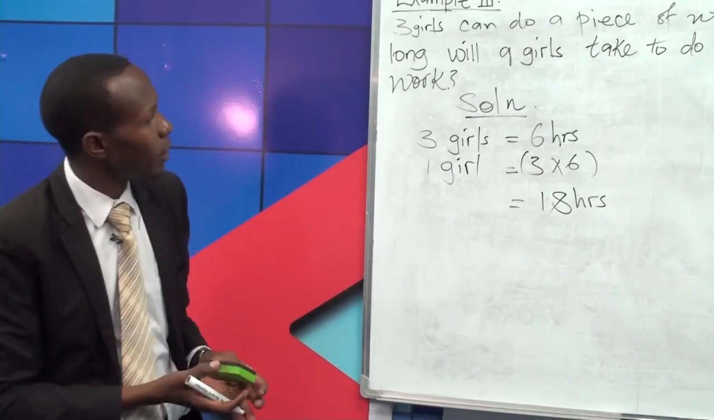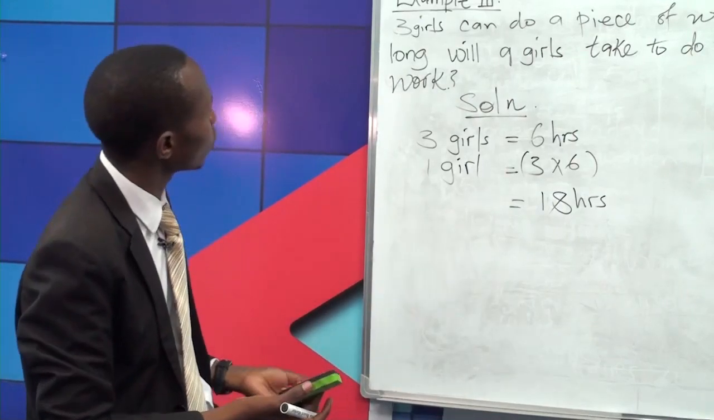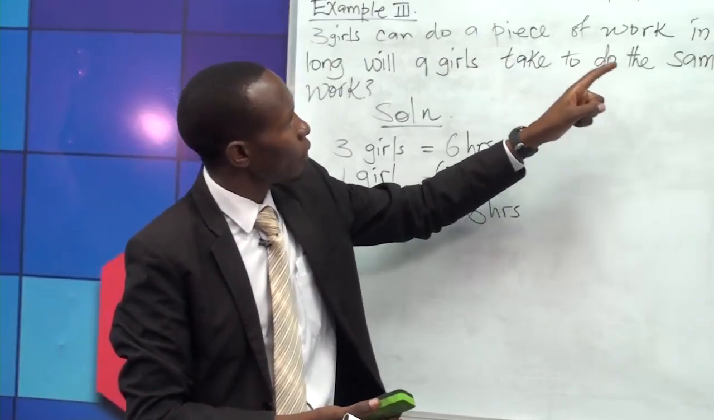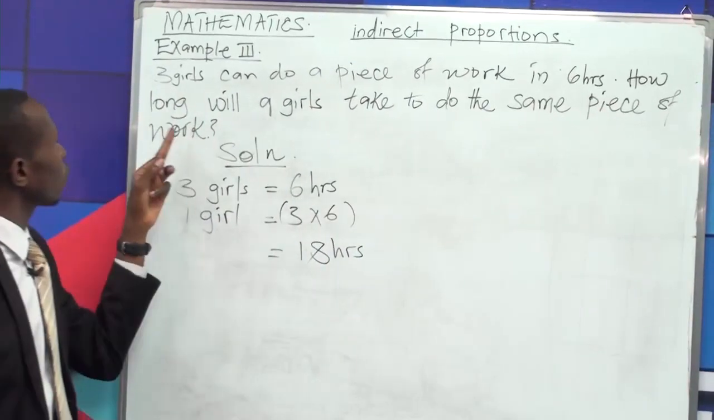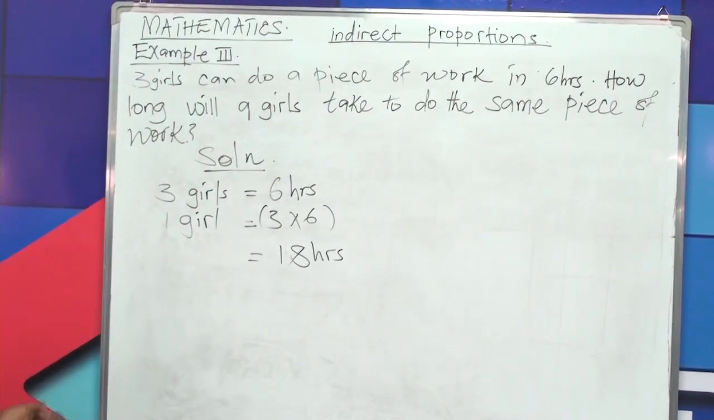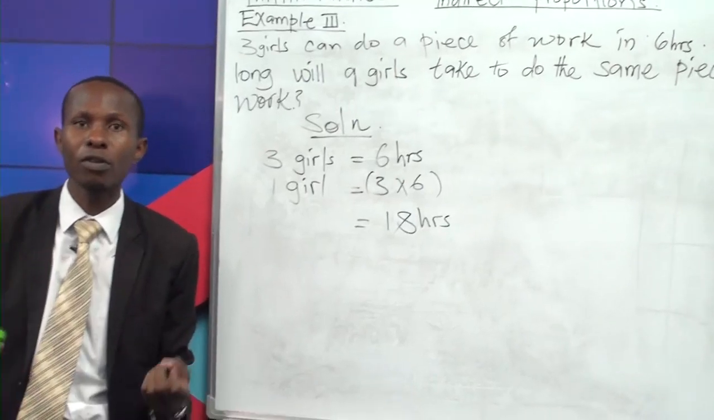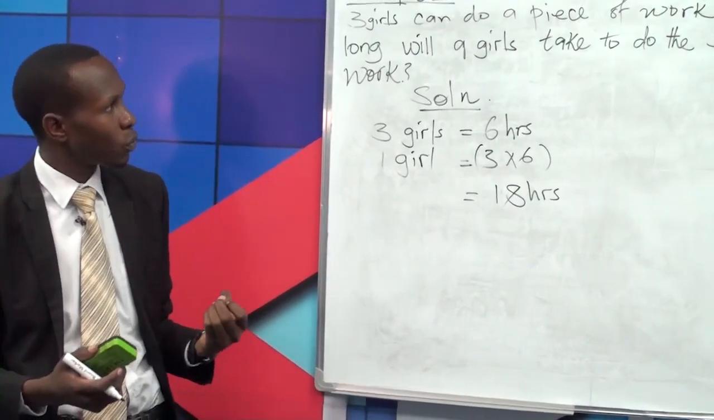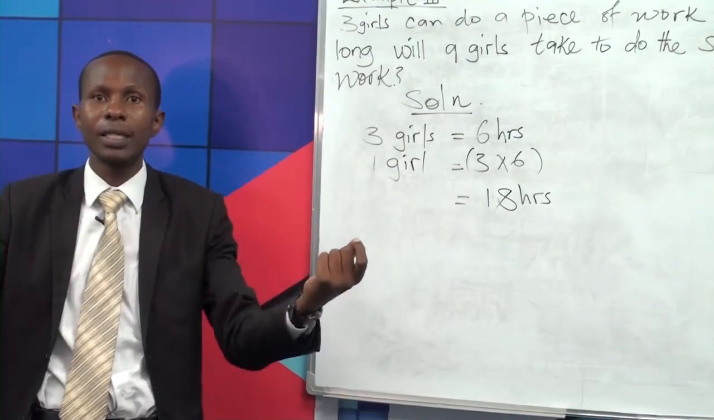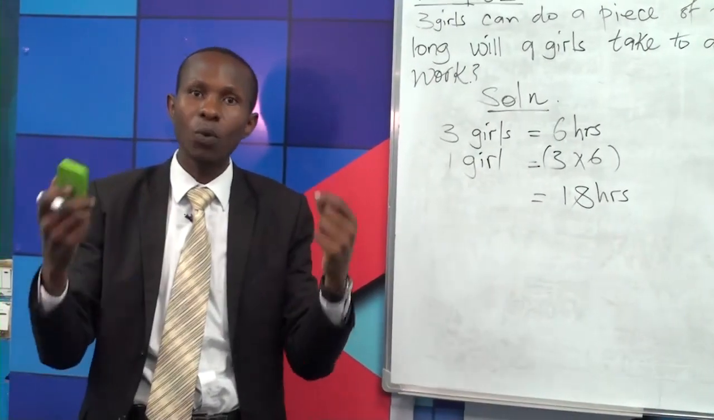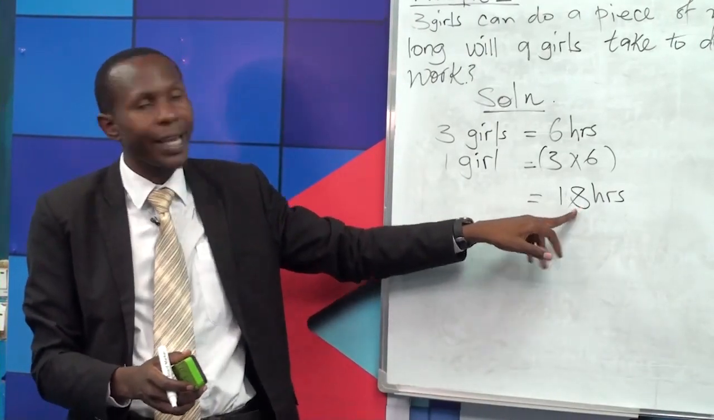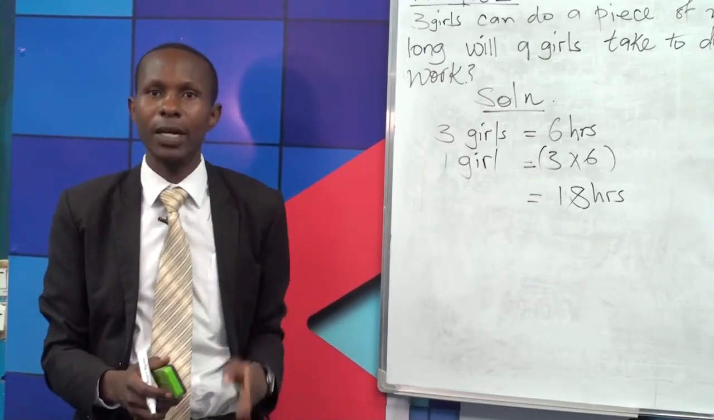Now, let's go back to our question and see what it requires us to do. They are saying three girls can do a piece of work in 6 hours. How long will 9 girls take to do the same piece of work? So I want us to find out the number of hours that are required by 9 people to do this work that this one girl is doing in 18 hours.